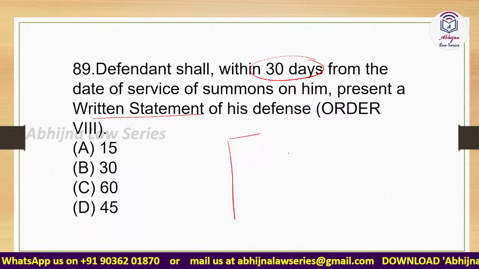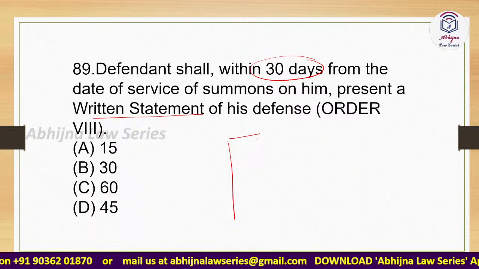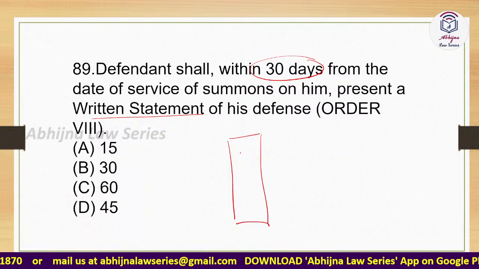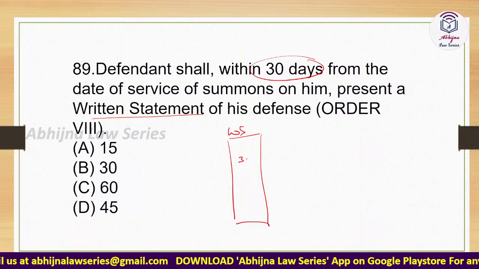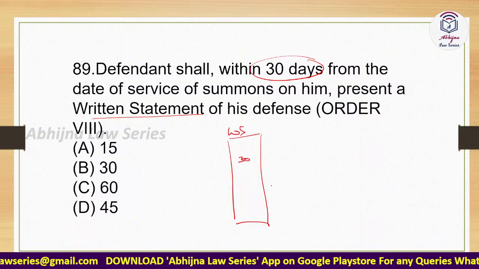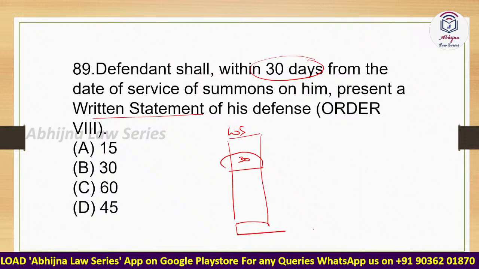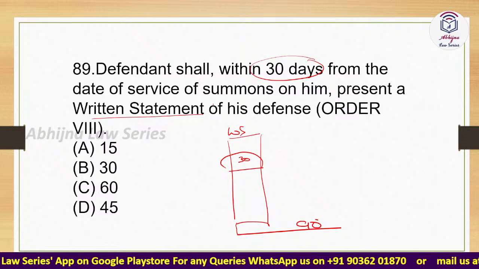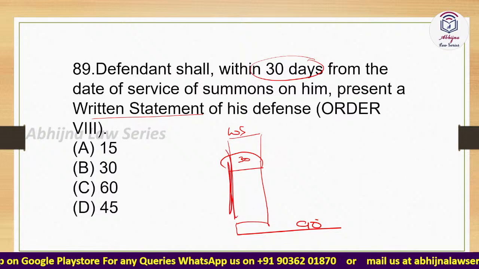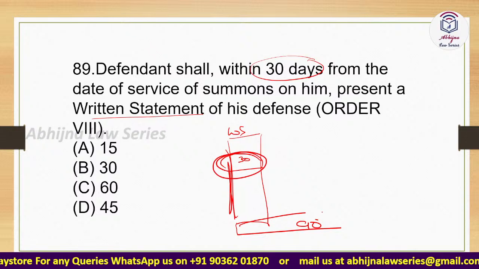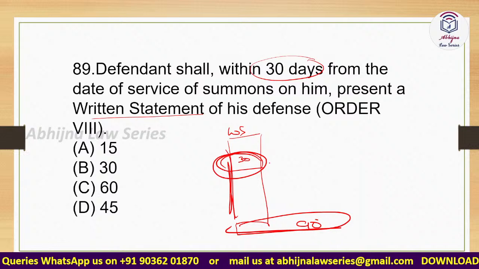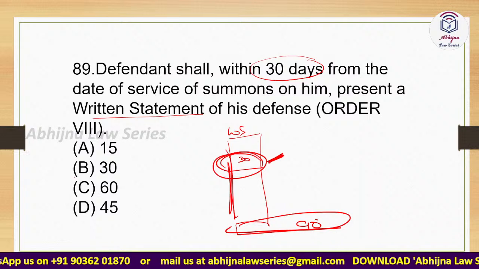So, here what is happening? The defendant has to file the written statement within 30 days. If he cannot file it within 30 days, then he has to file within 90 days from the date of service of summons. So this is the inner limit and this is the outer limit, but whatever it is, the answer should be 30 days.